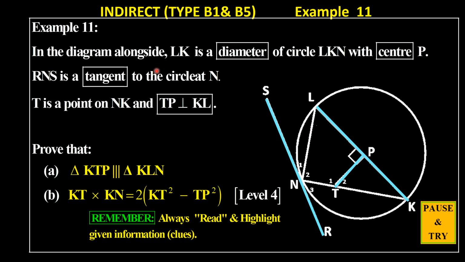It's always important that you read your given information. LK is a diameter, so you should know that P is the center. So LP is equal to PK. And we also know that LNK, or in other words N2, will be a 90 degree angle in a semicircle. There we've got our tangent theorem. So we can apply the tangent chord theorem here. And that perpendicular is what we're going to need. So there we have a type B question, which is a direct question, just proving them similar. And then we have this one following from that.